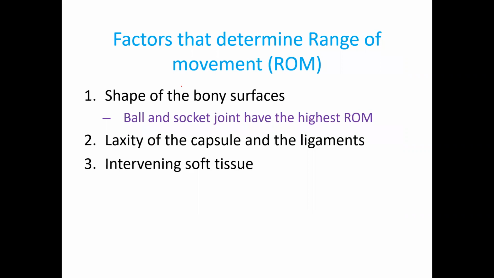Okay, so then what are the factors that determine the range of movement of a joint? Right, so we've been talking about this all along, the shape of the bony surfaces. The shape of the bony surfaces is the most important determining factor of the range of movement, right? And the ball and socket joint is the one that has the highest range of motion, right? So the ball and socket joints have the highest range of motion. And also laxity of the capsule and the ligaments which are surrounding it.